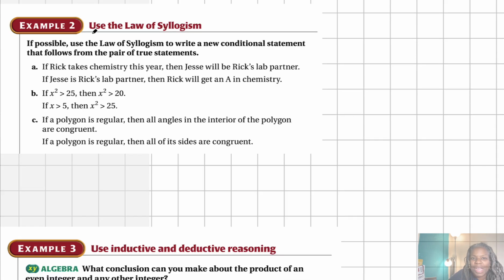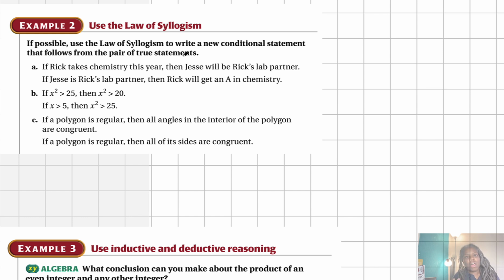Here we are with example 2. We're going to talk about the use of the law of syllogism. So, if possible, use the law of syllogism to write a new conditional statement that follows from the pair of true statements. Let's see if we can do it.